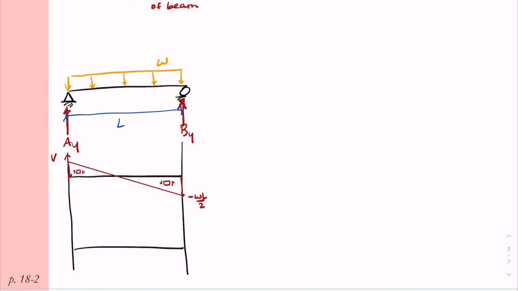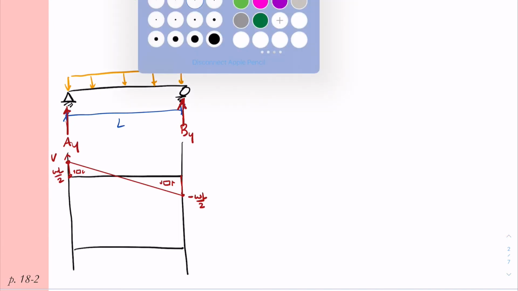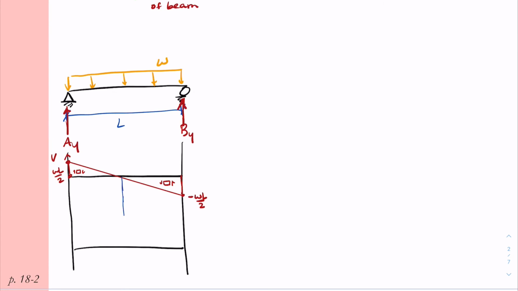So we know for a simply supported beam, the shear diagram should look like this. It should be symmetric. And the value of the reactions, AY and BY, is going to be omega L over 2. So we see that the shear jumps up omega L over 2, slopes linearly down to B, and then jumps back up to 0. It crosses 0 at distance L over 2 from the support.